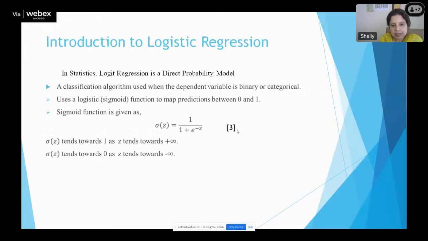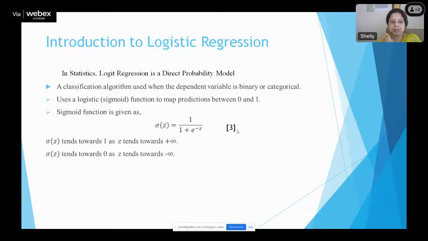Now that's about the mathematics behind logistic regression. While I was talking about linear regression, I referred to a simple equation y is equal to mx plus c, where m was the slope and c was a constant. So logistic or logit regression says that I am a direct probability model. The sigmoid function is given as 1 divided by 1 plus e to the power of minus z. Now z here is the same y equal to mx plus c that I defined.